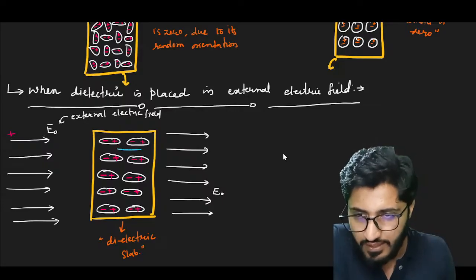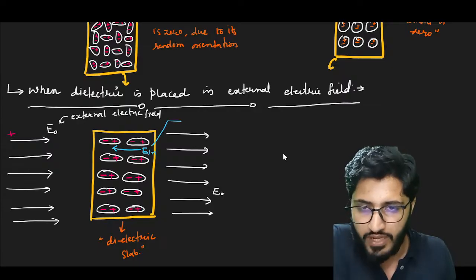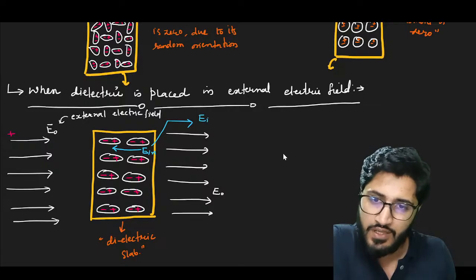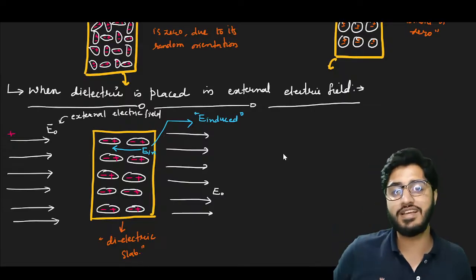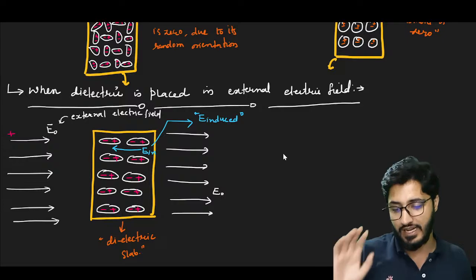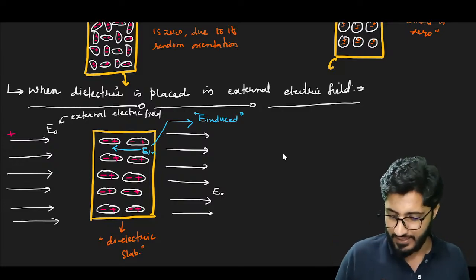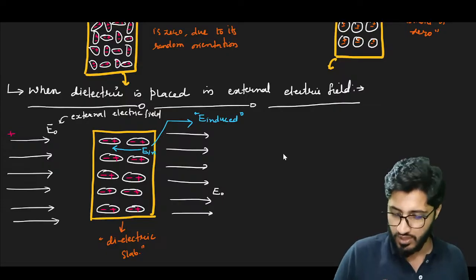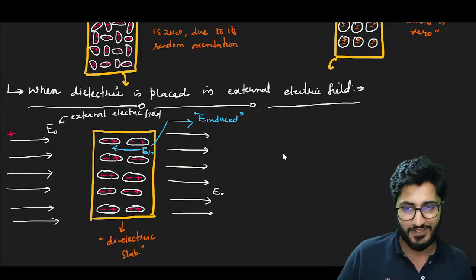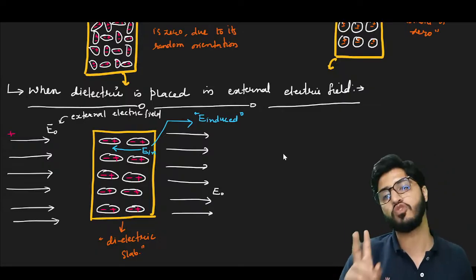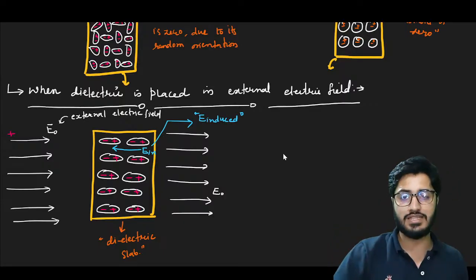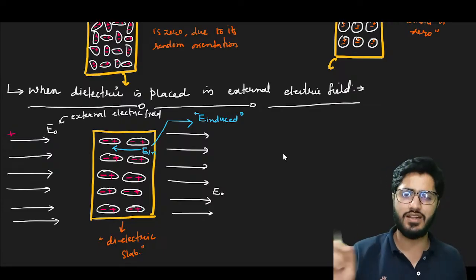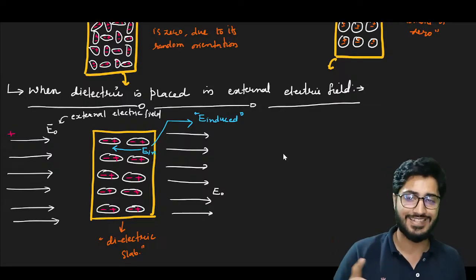Positive and negative will create their own internal electric field. I will write E internal, or more accurately, it is E induced. It is the induced electric field. That means this electric field gets created due to the presence of the external electric field. So we have two fields now. First is the external electric field, due to which dipoles align themselves in the direction of the external electric field, and due to which the internal or induced electric field gets generated.